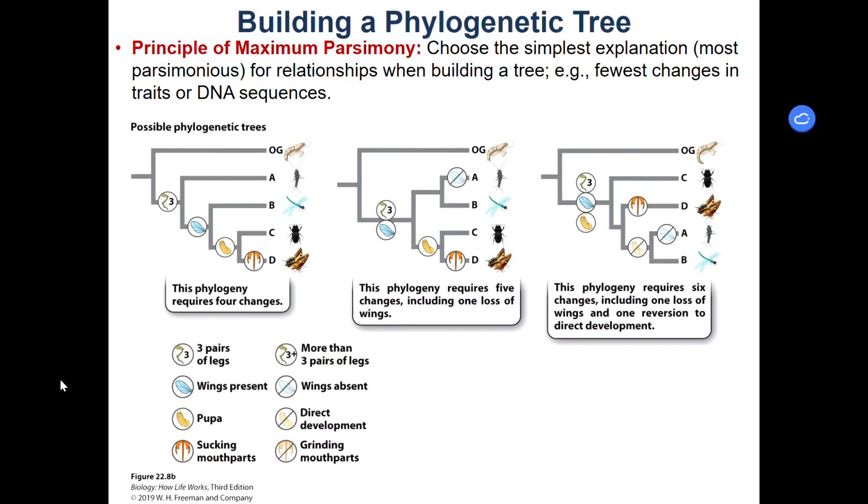So in this example, we had 1, 2, 3, 4 changes. If we look and try to add the changes in differently, this one has 5. 1, 2, 3, 4, 5. You could try doing it this way, and this one has 6. So we're going to hypothesize that this first phylogenetic tree is correct because the least number of changes had to occur for these organisms to be the way that they are today. So it's kind of like solving a puzzle.